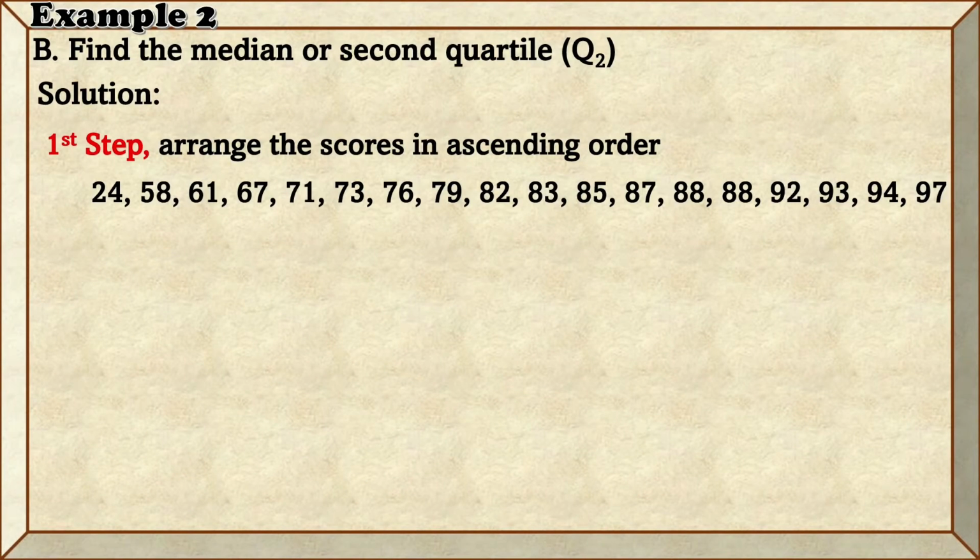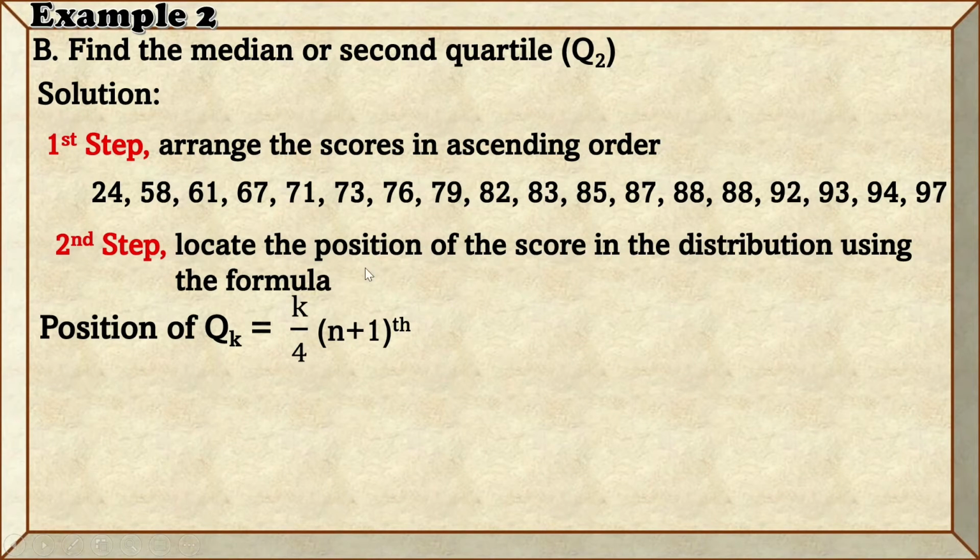Find the median or second quartile. First step, arrange the scores in ascending order. So we have this data. The second step, locate the position of the score in the distribution using the formula. So in the second step, magbabago ang value ng ating k, kasi ang hinahanap natin dito is second quartile. So we have k is equal to 2 and the value of n is the same, which is 18.